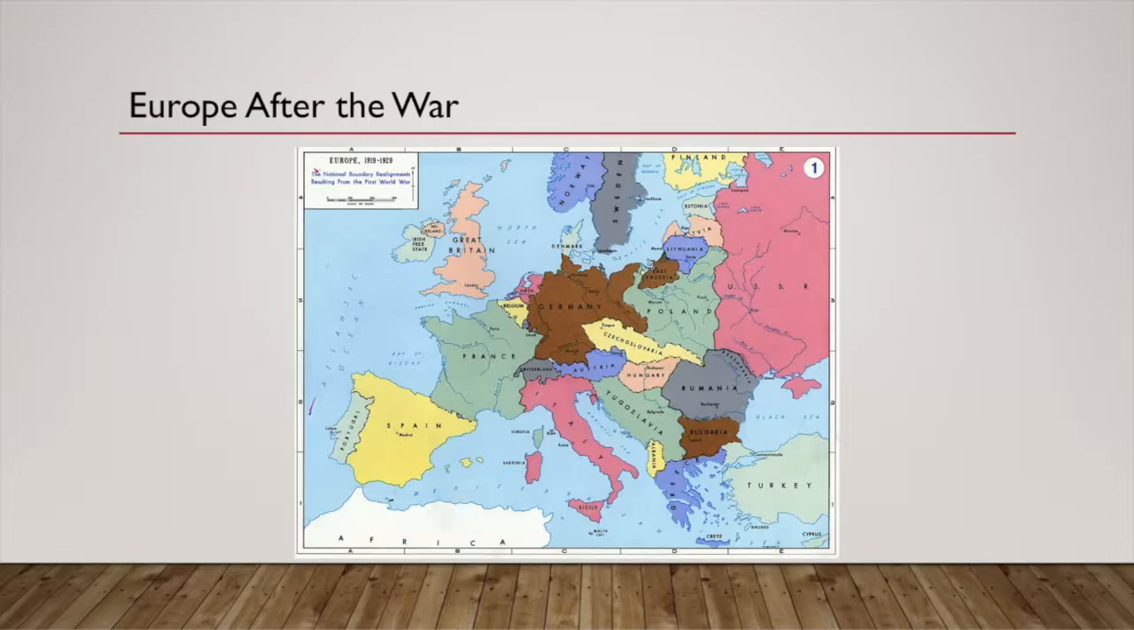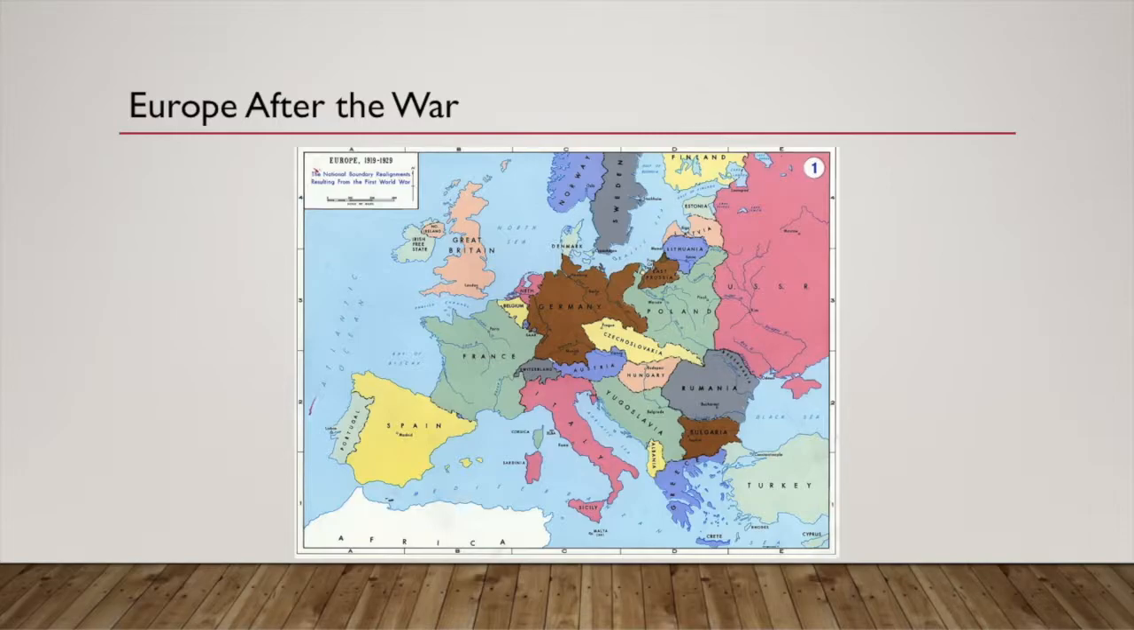Europe after the war. After the war ended, Europe saw major territorial changes from both the Treaty of Versailles and the collapse of previous empires, such as the Austro-Hungarian Empire and the Ottoman Empire. Alsace-Lorraine was given back to the French.